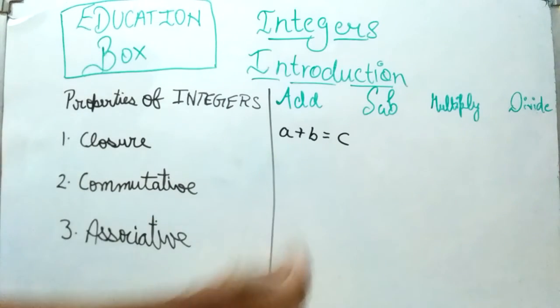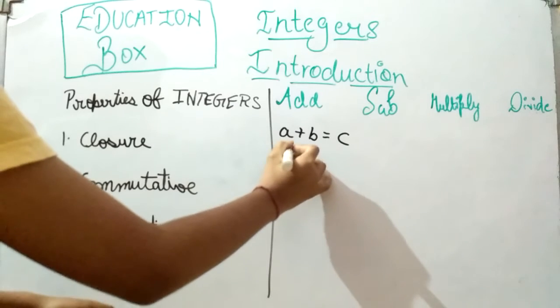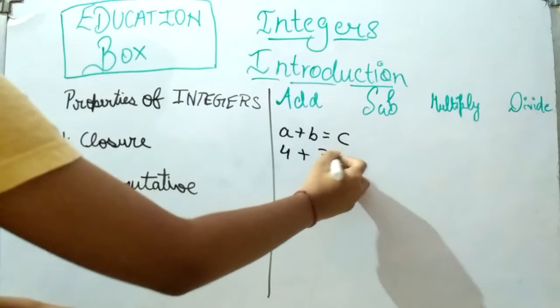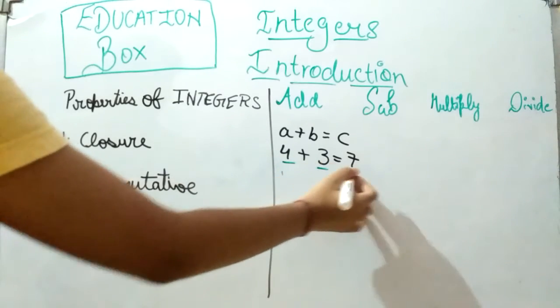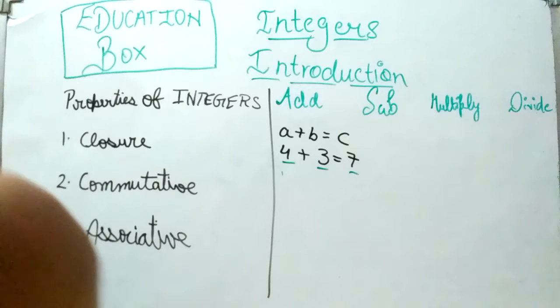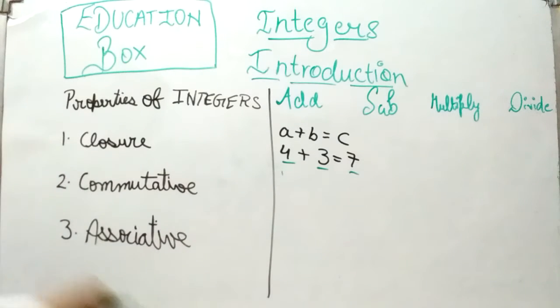Let's take an example. We take the example of 4 plus 3 is equal to 7. 4 is an integer, 3 is also an integer and 7 is also an integer. So we can say that closure property is closed under addition. Now let's check this property under subtraction.